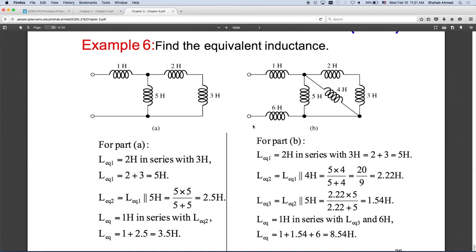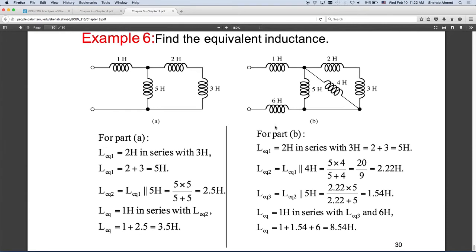Okay? And this is very similar, right? So you have 2 Henry in series with 3 Henry, that's 5. 5 in parallel with 4, in parallel with 5, right? So 1 over the equivalent is equal to 1 over 5 plus 1 over 4 plus 1 over 5. Then you find the equivalent of this group here. And this group here is in series with this, so you just add, and then add this as well, because they're in series together. Okay? The math is here for you.